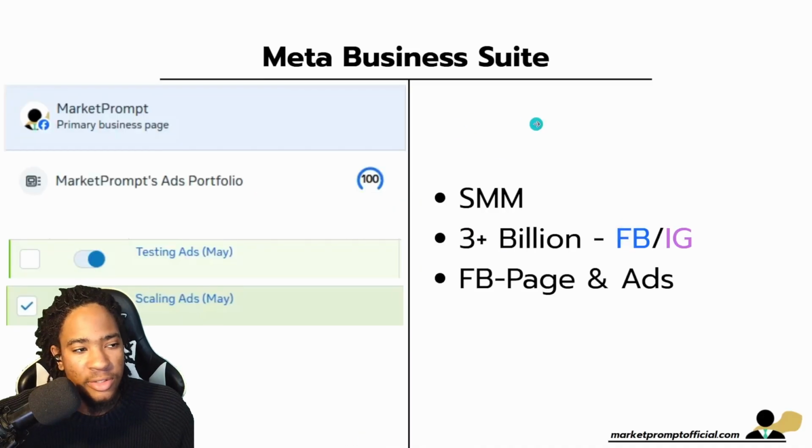So you have your Meta Business Suite, right? It has your page, it has your ads, you have a testing campaign and a scaling campaign. Simple as that. Social media marketing, 3+ billion users between Facebook and Instagram. And this basically holds your Facebook page and your ads.